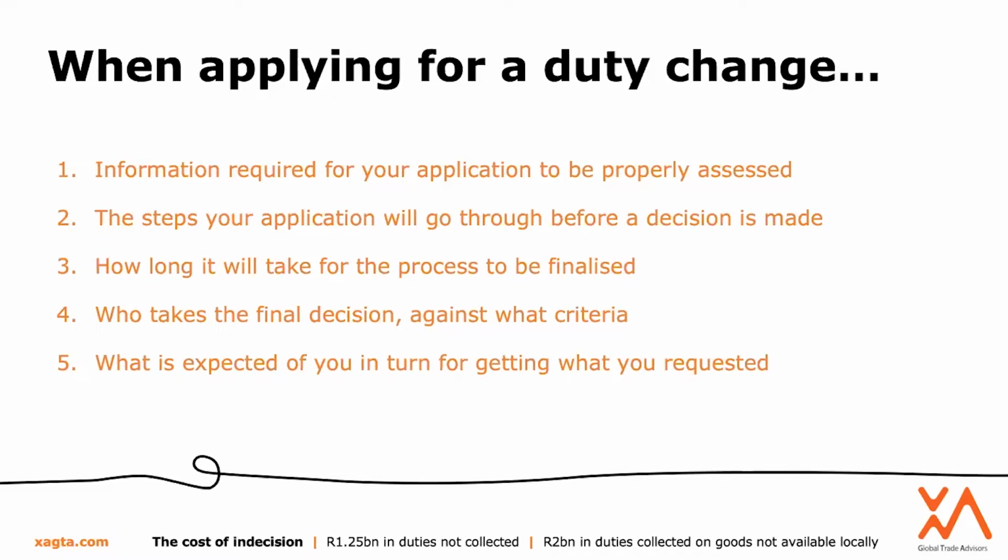Importantly, you are not aware upfront of the information required for your application to be assessed, which takes us to the point of reciprocal agreements. So what happens here is you've applied for a duty increase or a removal of duties. At the end of the process, before you can get what you've requested, there's an additional requirement placed on you, which is you've got to give something in return. And we'll talk about that in a bit more detail. This is not explicit upfront when you make your application.